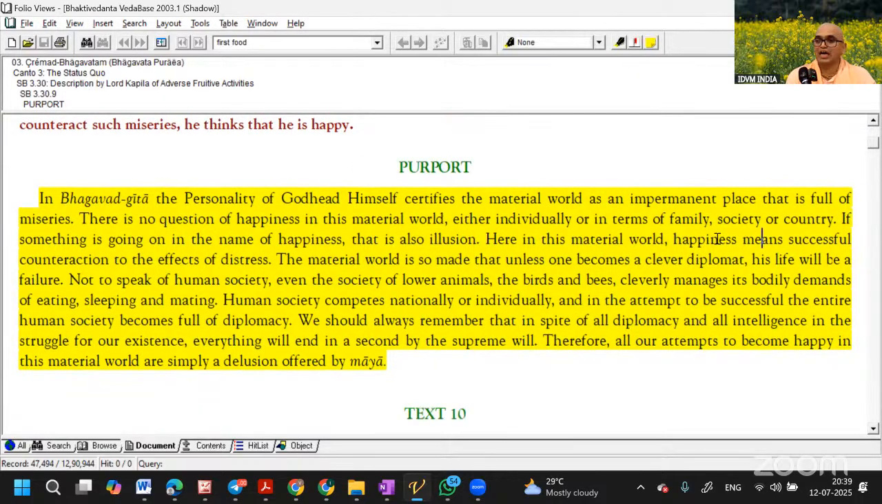Here in this material world, happiness means successful counteraction to the effects of distress. That's all actually. The material world is made so that unless one becomes a clever diplomat, his life will be a failure. Actually, in this material world, if you want to live, you have to cheat, you have to be a diplomat. Not in the varnashrama system. In the varnashrama system, at least livelihood can be easily earned, which is given by law.